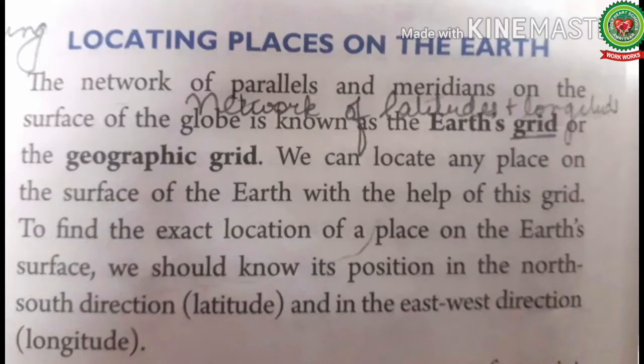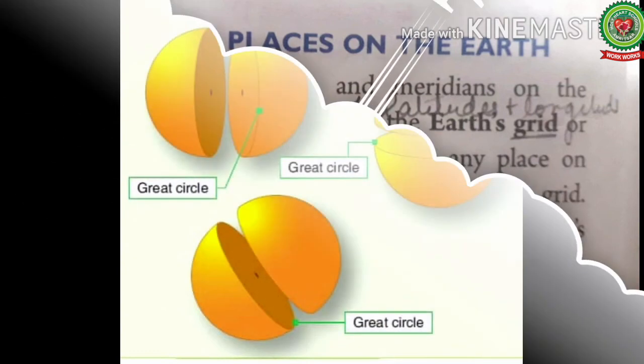So now let's come back to our reading, locating places on the earth. The network of parallels and meridians on the surface of the globe is known as Earth's grid or the geographic grid. We can locate any place on the surface of the earth with the help of the grid. Grid means the network of latitudes and longitudes. To find the exact location of a place on the Earth's surface, we should know its position in the north-south direction, that is its latitude, and in the east-west direction, that is its longitude.